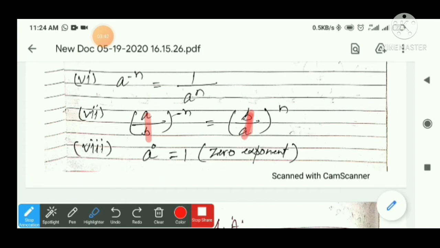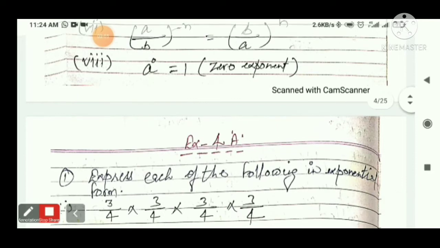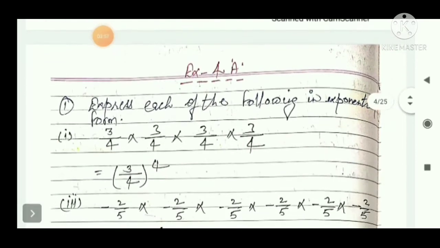Is it clear? And now the next identity, a raised to 0. So it will be 1, because 0 is the exponent. Okay. Students, after that we will do exercise 4A.